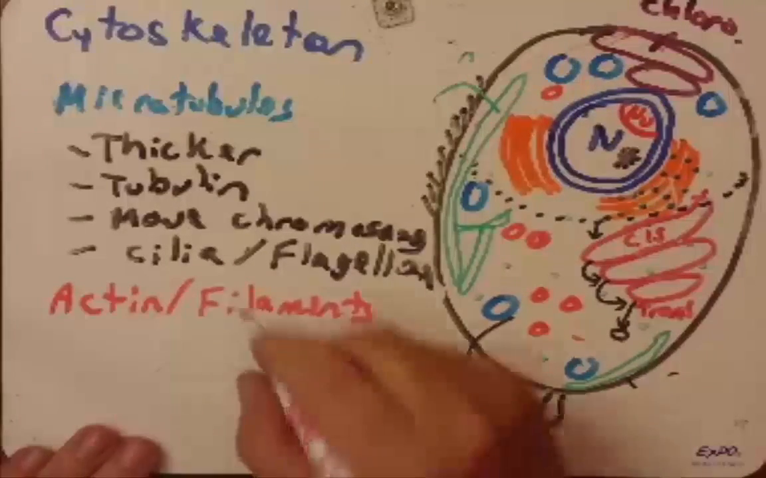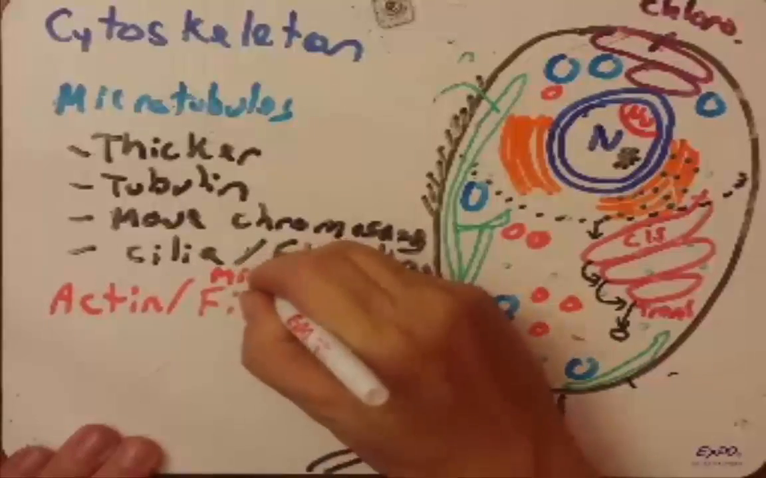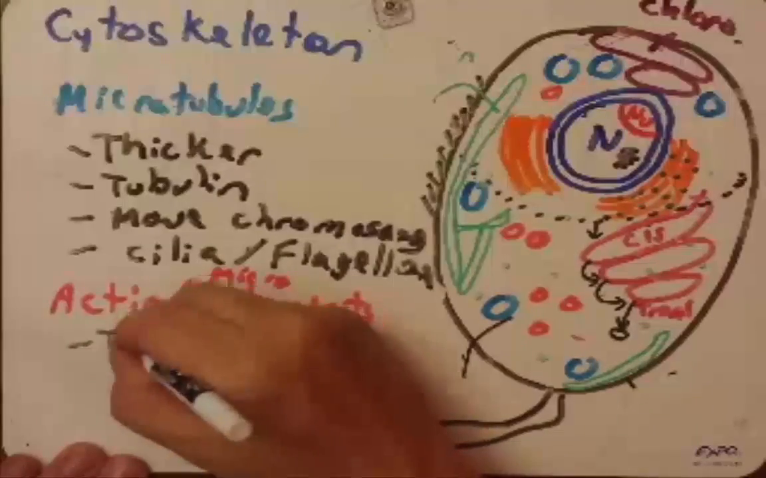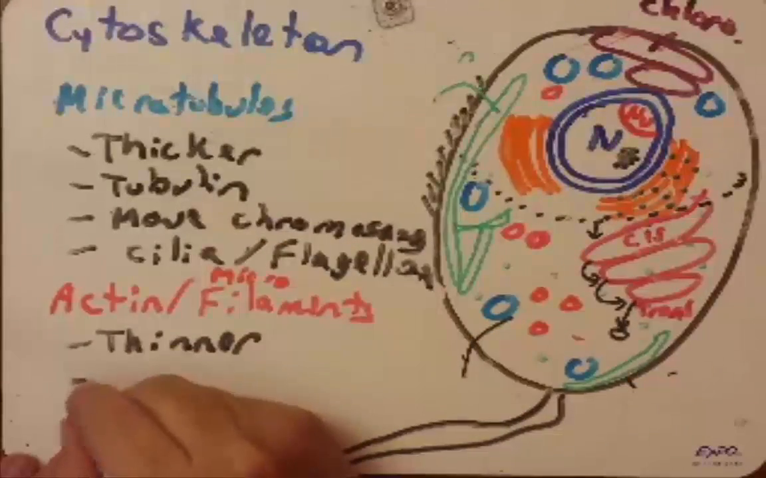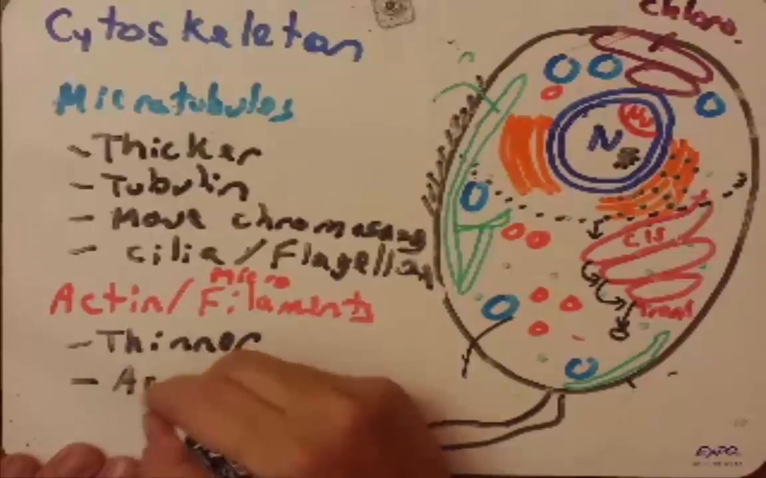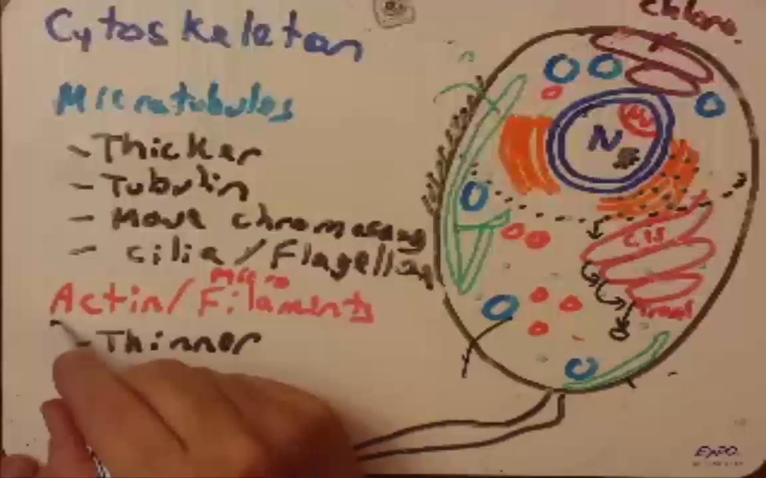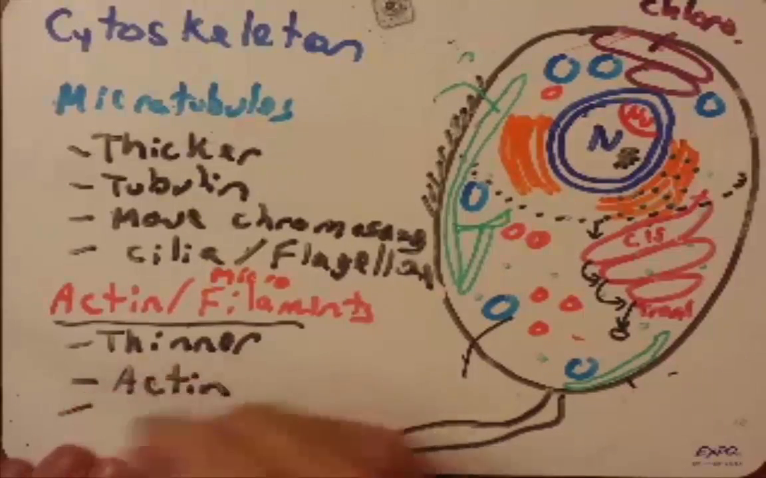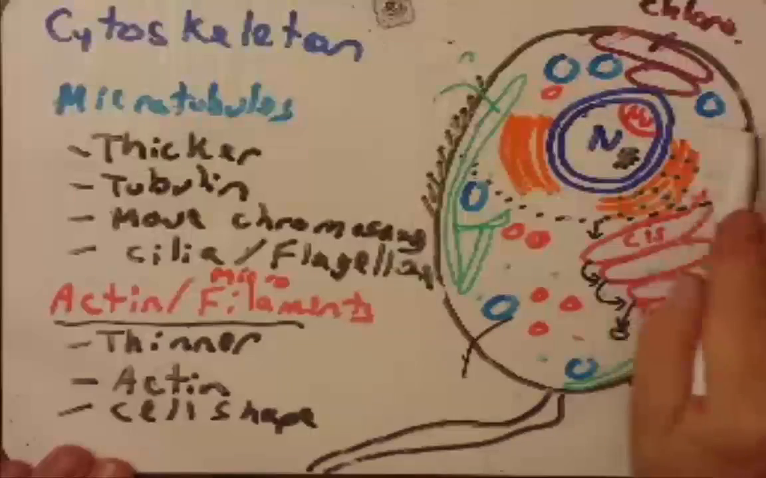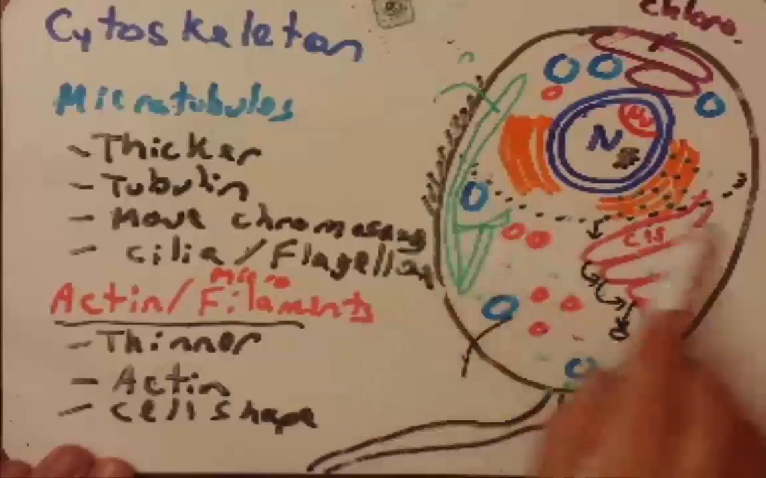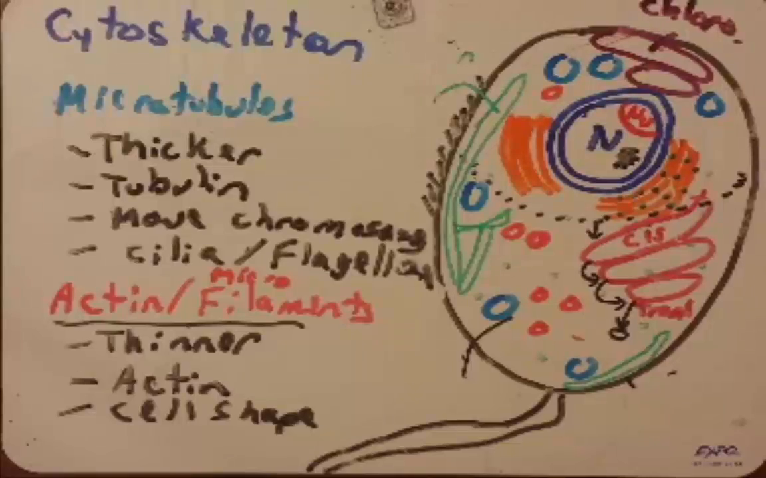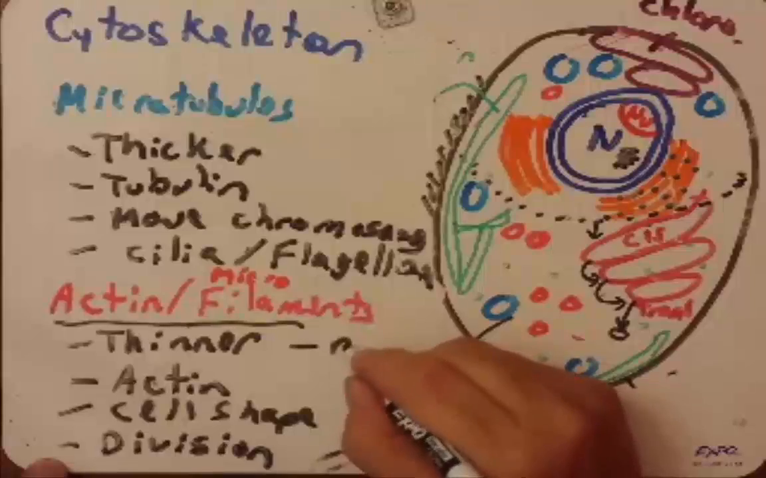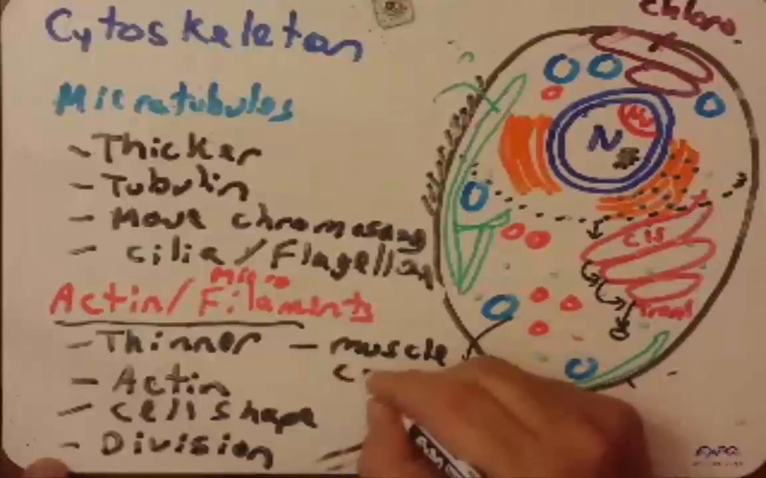Alright, actin or filaments, actually better to call them microfilaments. So actin or microfilaments, these are thinner. Like microtubules are made up of tubulin, microfilaments are made up of this protein called actin, and that's why sometimes we call them actin filaments. They're very important in maintaining the cell shape, so you may see a network of actin cytoskeleton networked across the cell to help maintain that proper shape. They also play a role in cell division, and I'll write it up here, muscle contraction.